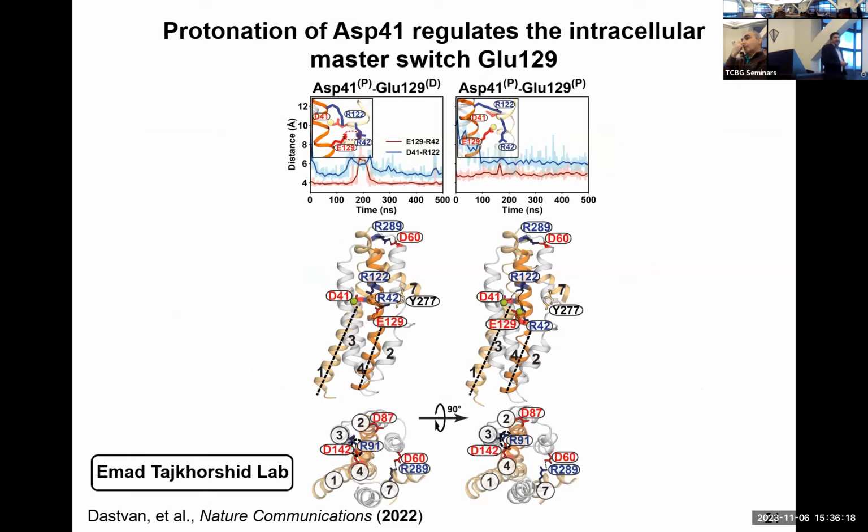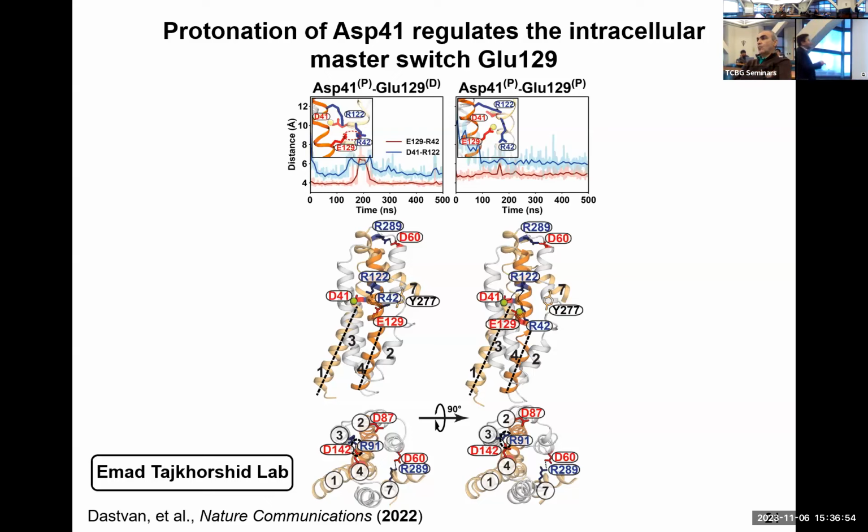And then Ali and Seper, in order to have a better understanding of the coupling mechanism in this transporter, took the inward facing conformation of this protein and simulated different protonated states of those two acidic residues in the middle of the membrane. And they probed the salt bridge formation between aspartate 41 and arginine 122, and the other one was between the putative protonation switch and the putative substrate binding site.